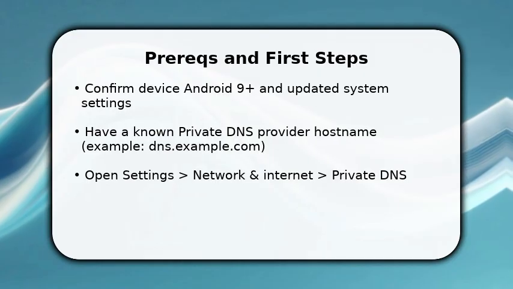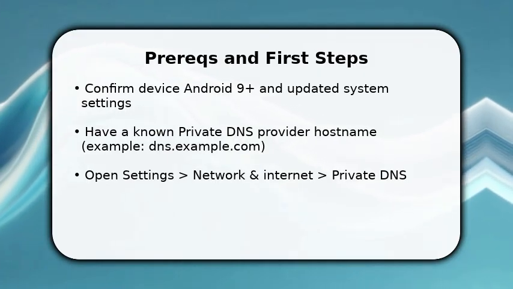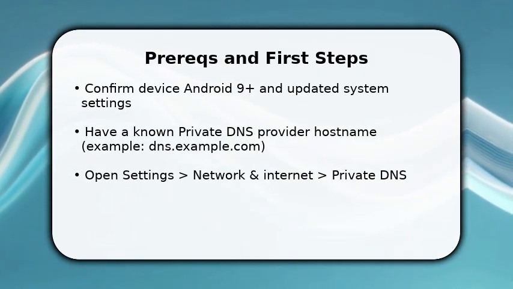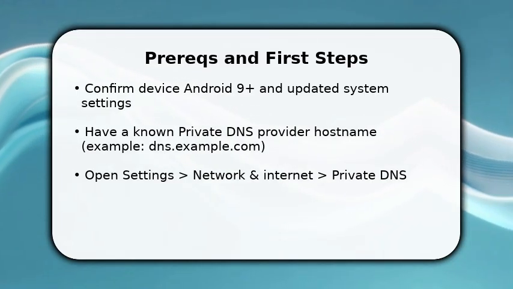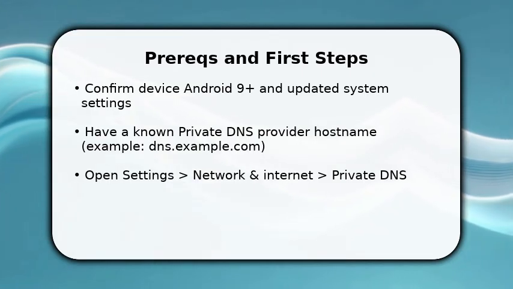You start by verifying a compatible device and a provider hostname because the feature won't appear otherwise. Open Settings and go straight to Network and Internet, then tap Private DNS. Once there, select the Private DNS provider option. Don't choose Off or Automatic yet.